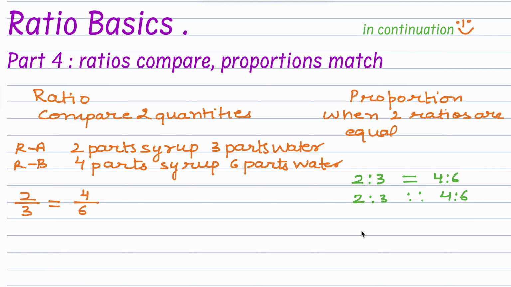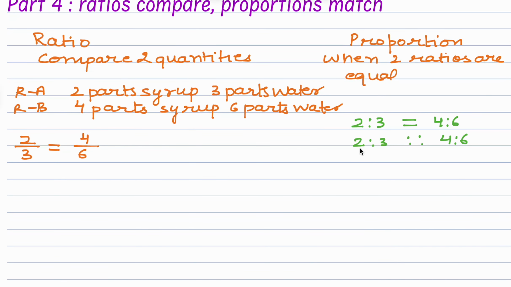Now there is one more magic in it. You see, numbers 2 and 6 are present at the extreme corners. So these are known as extremes. And 3 and 4 are in the middle, one from the first ratio and one from the other ratio. These are known as means. If you write them in the form of fractions, 2/3 is equal to 4/6. So 2 and 6 are extremes, 3 and 4 are means.